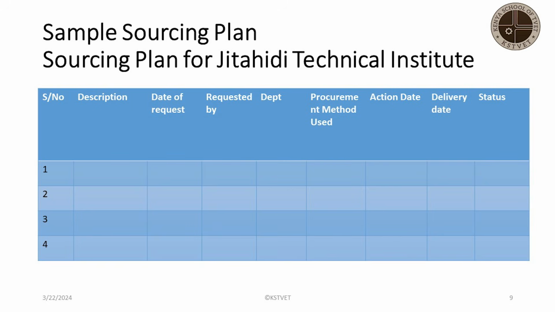We have the action date, and the action date, this is the date when the item was ordered for. We have the date of the delivery, and here we'll include the exact date when the item was delivered. And then lastly, we have status. So in the status, if the item was delivered, we will include delivered, and if the item has not been delivered, you will include pending.